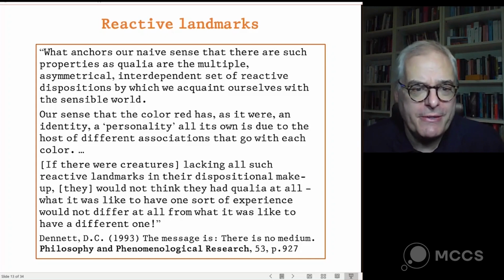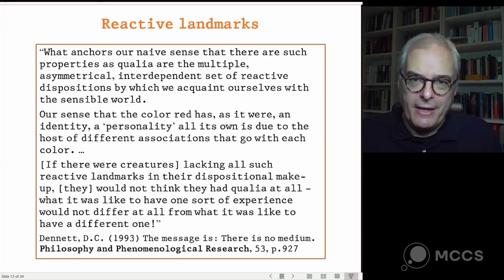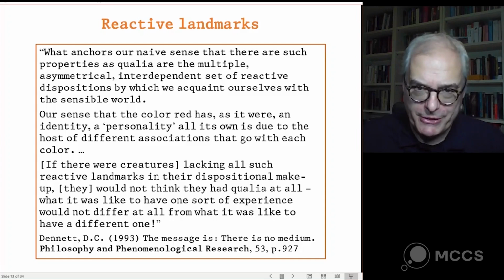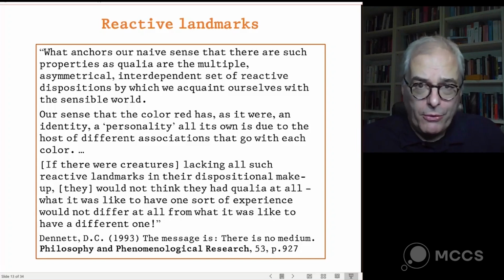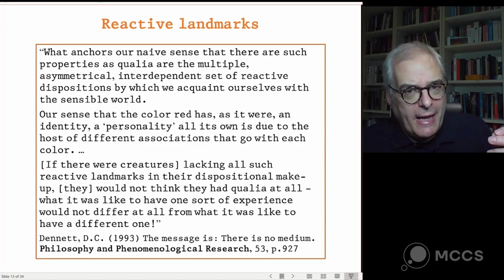What Dennett's saying is that our sense that there's a distinctive reddishness about our experience of red things that's distinct from the bluishness of experience of blue things and so on, is due to the fact that red things evoke a distinctive set of associations in us. Associations and also, I guess, all kinds of other reactions. But I think it has to be a little bit more than that.